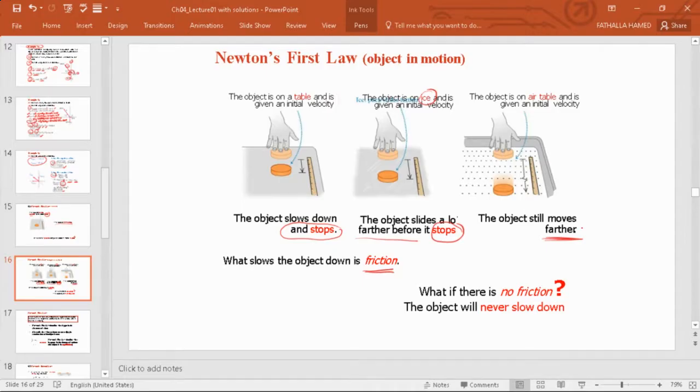And the idea here, if there is no friction, the object will never slow down. Meaning, you can have an object in motion and there is no net force on it. That's the idea of these three situations here.